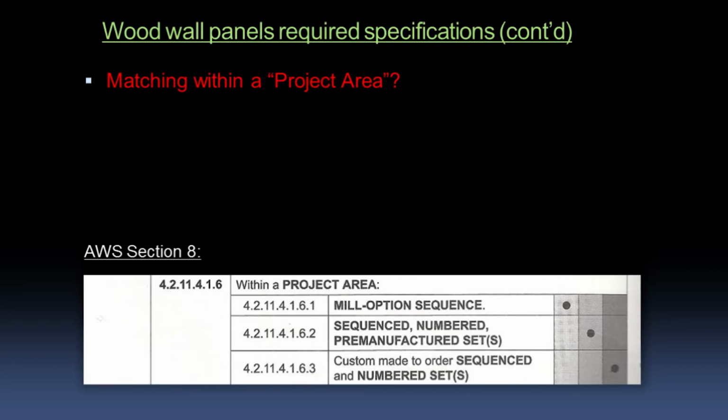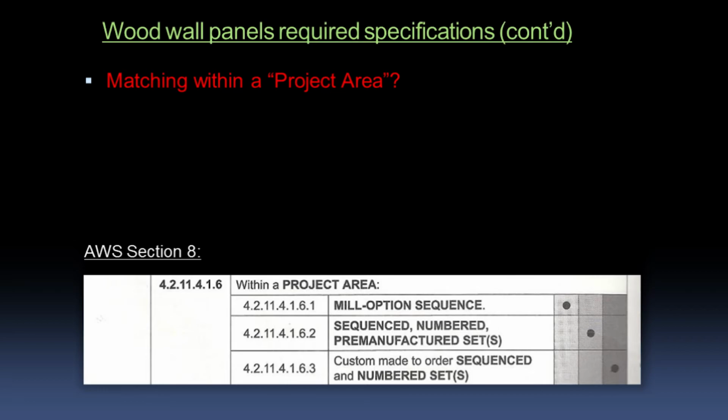And deciphering what is meant by matching within a project area presented one of those tricky little exercises that the standard sometimes asks of its user. The term project area is not defined in the AWS glossary. Can't find a definition specifically for project area in Section 8. If there is, there's no need listed for the architect to spell out exactly where a sequence starts or stops. Is it by room? Is it the entire project? Is it a portion of the building where maybe you can see several elevations simultaneously?